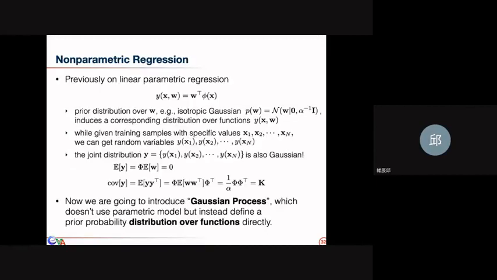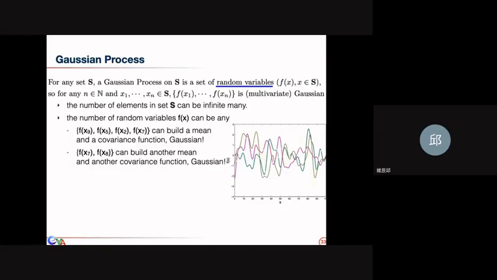So now we are going to introduce the Gaussian process, which doesn't use a parametric model, but instead defines a prior probability distribution over functions directly. And I know you might not be able to understand this sentence now, so let's go into the details and then you can understand it in a better way. So let's first talk about the definition of the Gaussian process.